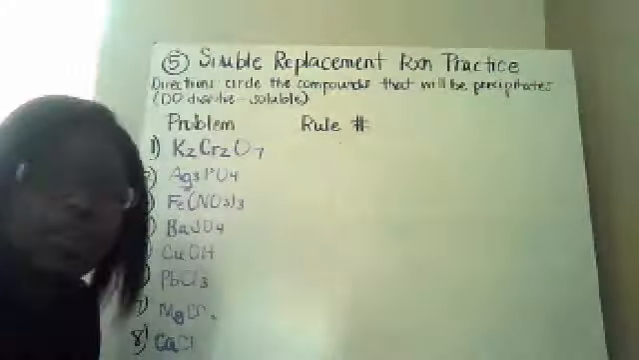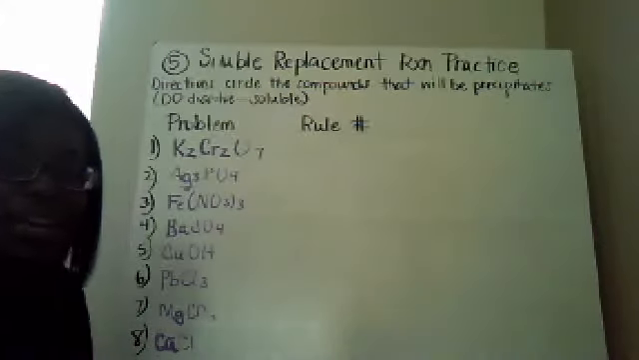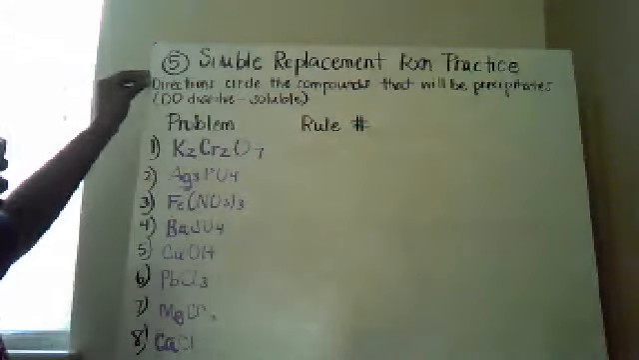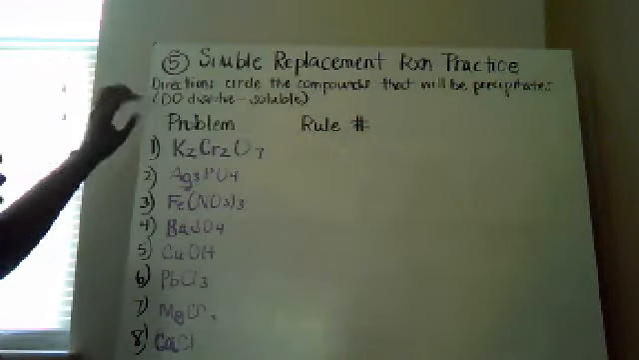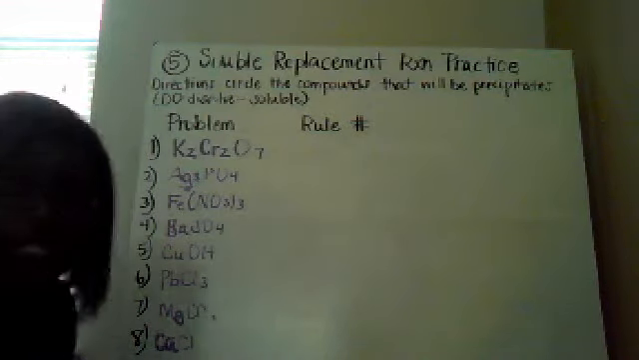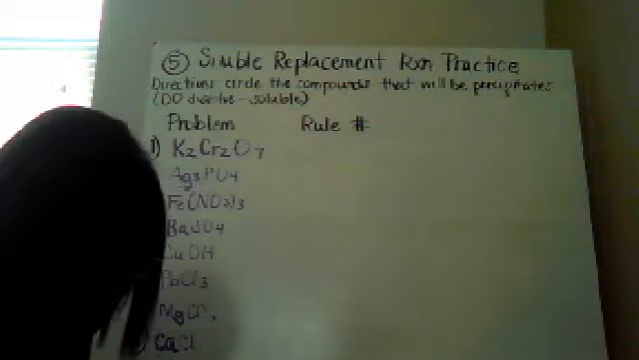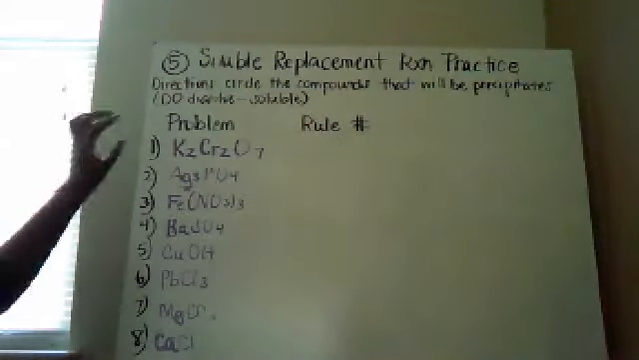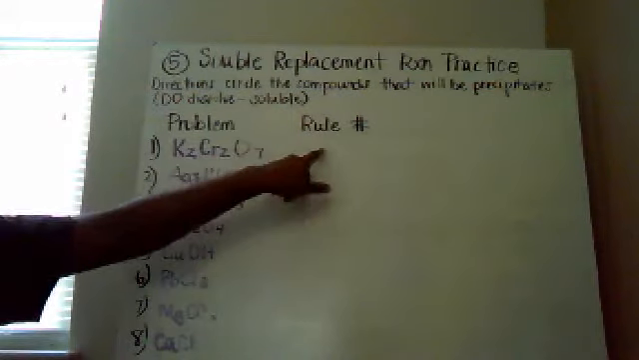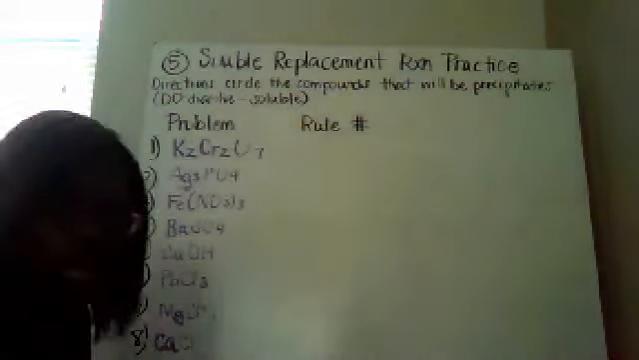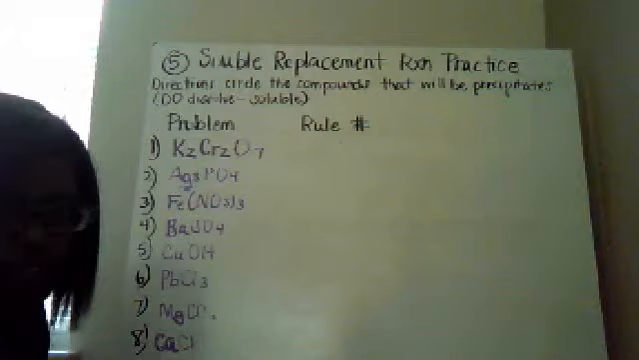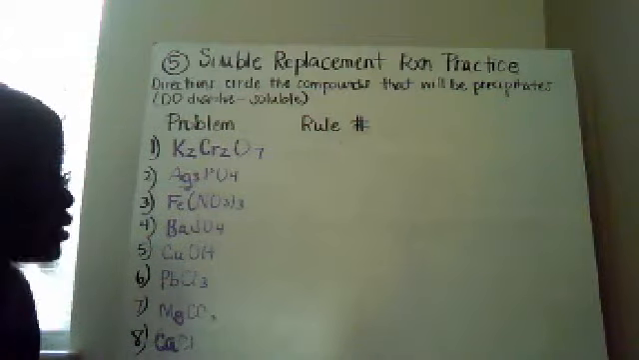So now it's time for some solubility practice. Solubility directions here: we're going to circle the compounds that will be soluble. So, we have a problem. Now we're going to write the rule number to let us know whether something is soluble or not. So once again, you're going to reference your solubility rules.